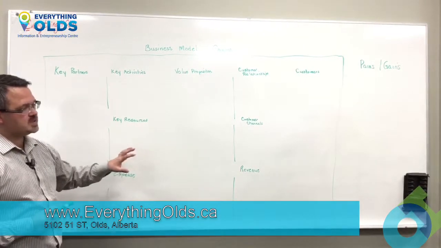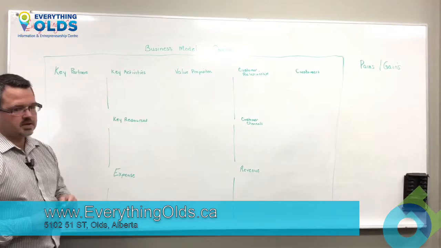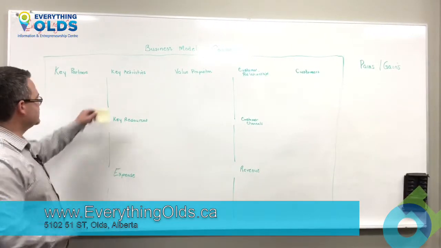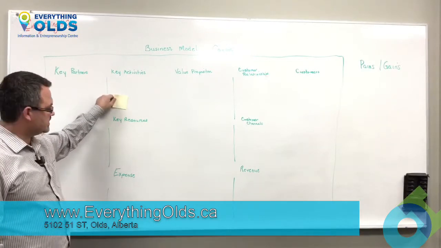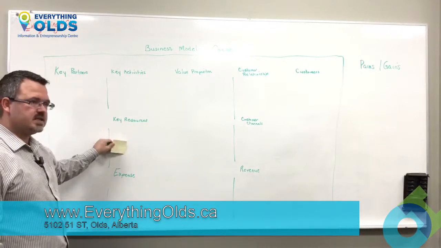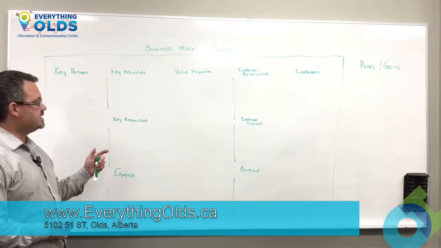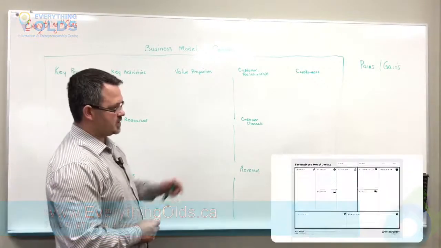The program here is set up to be a one-page document. So you take out a bunch of sticky notes and you put them up on the board and you say, here are my key activities. Here are the resources I'm going to need to look after those activities, to provide value to the customer.